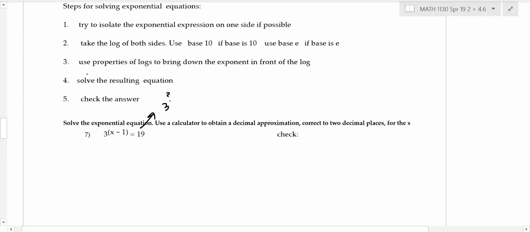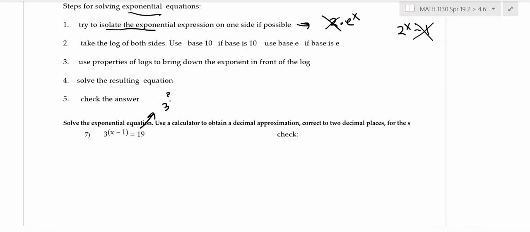So what you want to do when you solve an exponential equation is try to isolate the exponential expression. What I mean by that is, if you had something like 2e to the x, that's not isolated until you get rid of that 2 that's in front of it. Or if you had something like 2 to the x minus 1, you want to get rid of that. You just want the number to a power to be isolated.